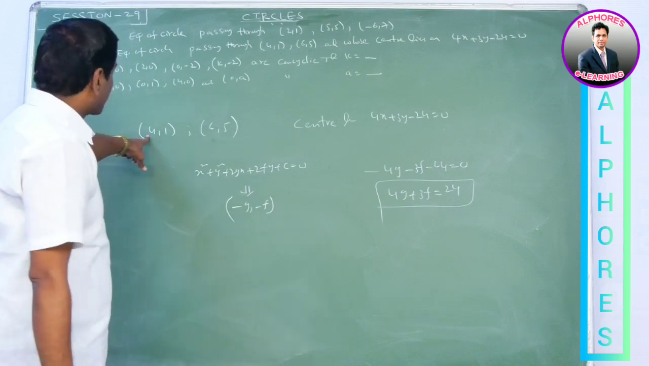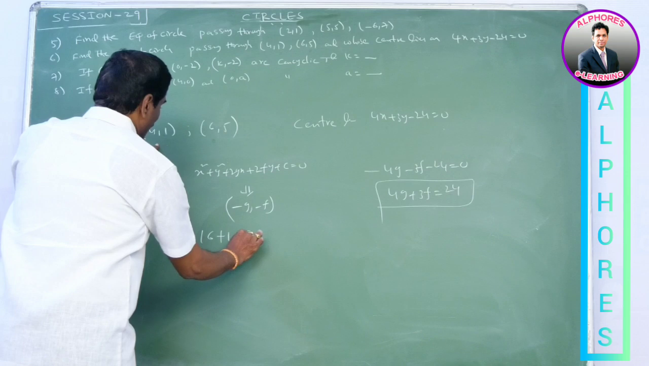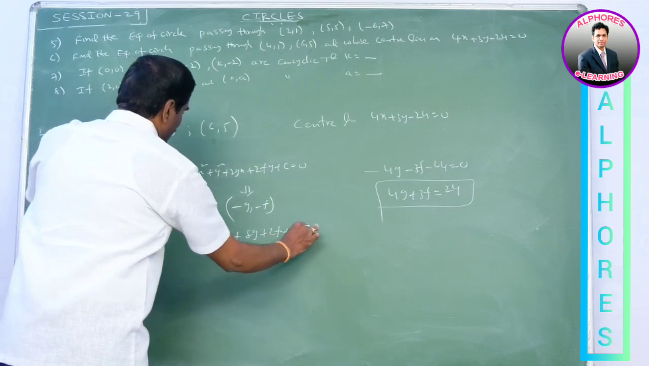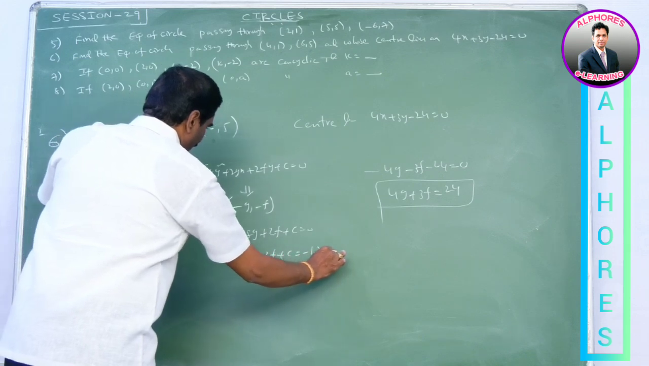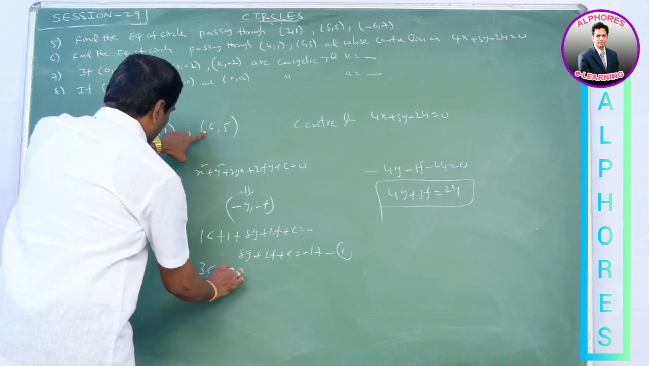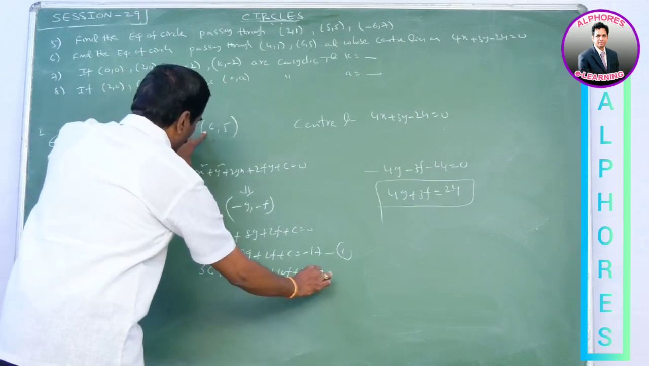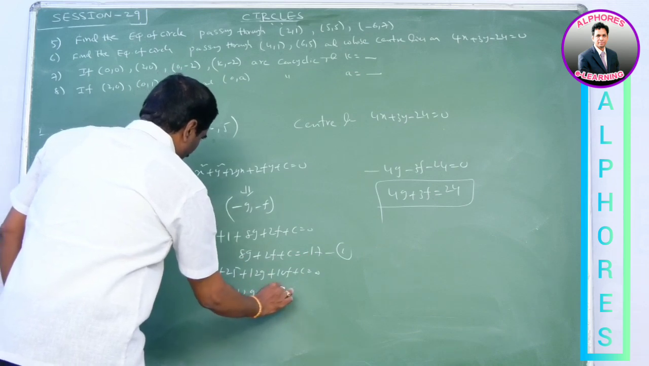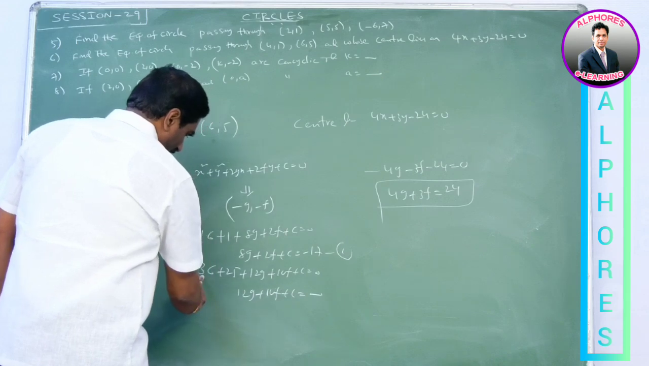By substituting the point (4, 1), we get 16 + 1 + 8g + 2f + c = 0. That means 8g + 2f + c = -17. It is equation number 1. Substitute the point (6, 5): 36 + 25 + 12g + 10f + c = 0. That means 12g + 10f + c = -61. Okay.